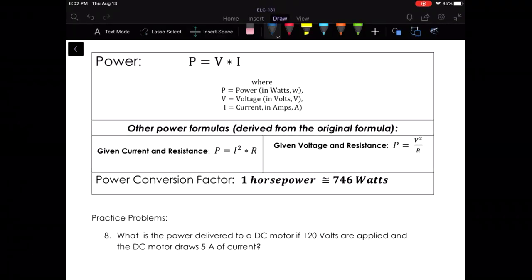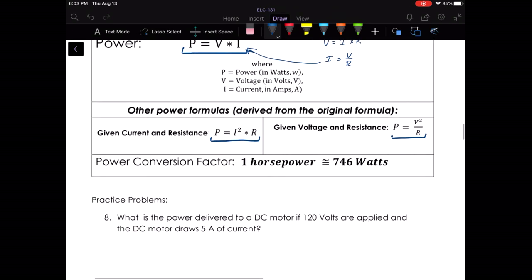Let's work some power problems now. So power is equal to voltage times current. However, if we use our Ohm's law relationships where V is equal to I times R, or I is equal to V over R, and we substitute either for V in our equation or for I, we get these other equations. P is equal to I squared times R, or P is equal to V squared over R.